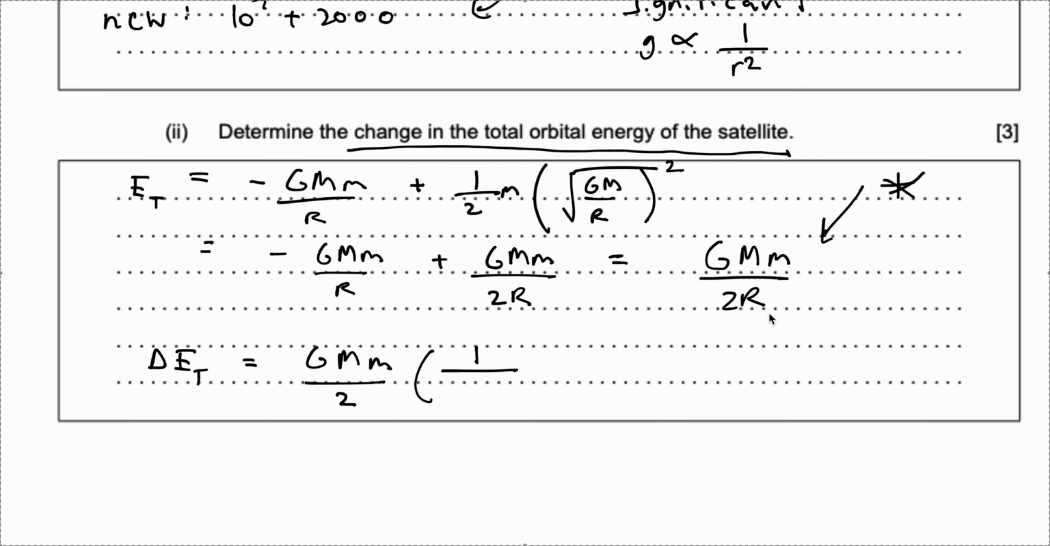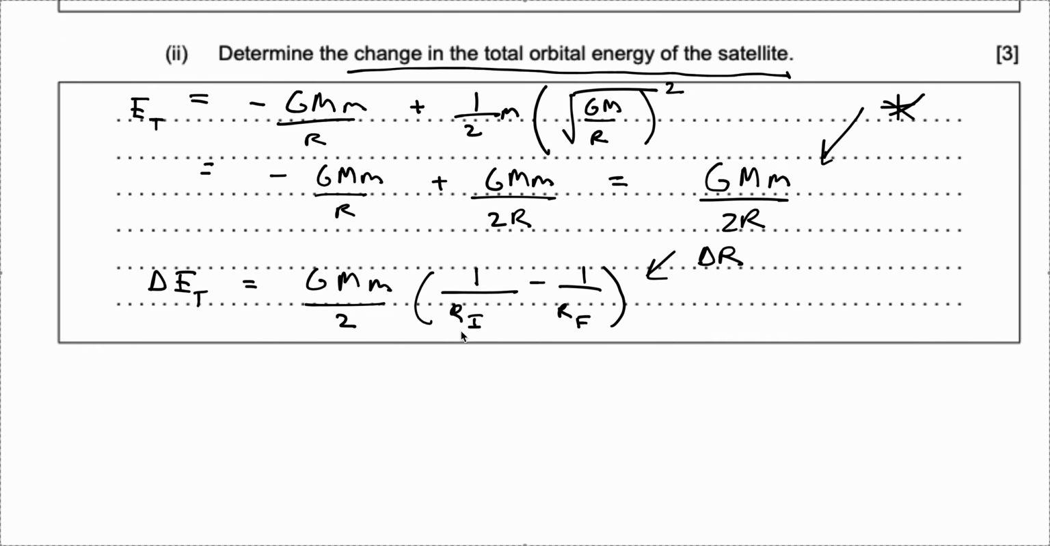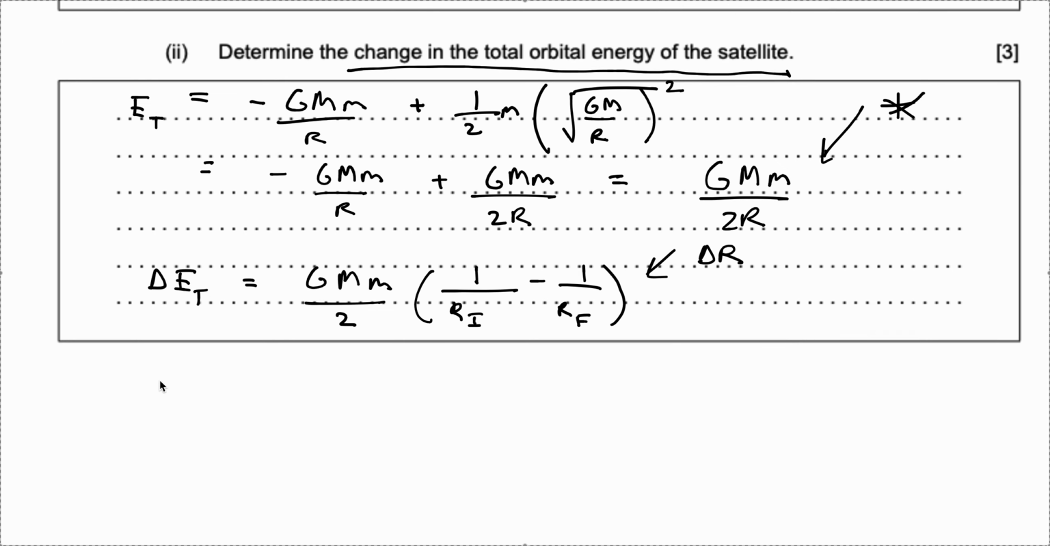So what's the change in the radius? Is it the radius initial minus the radius final? Okay, this is basically the expression I want to plug all my numbers into. What does this represent? This just represents a delta R. So when I plug my numbers into this expression right here, I'll be able to get my change in energy. Okay, so let's plug it in.